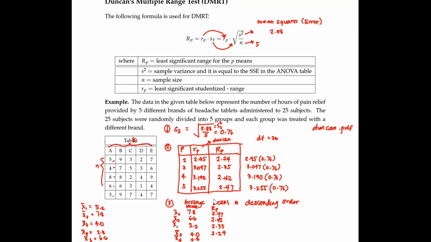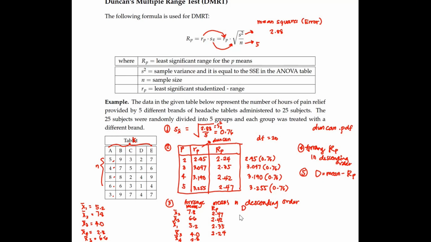Okay, next. So, this is step number 3. Step number 4 is to arrange R sub P in descending order also. And then step number 5 is to compute for D. D here is mean minus R sub P. So, dirita, pwede na po na ito i-abay diri para dili mo malibog.